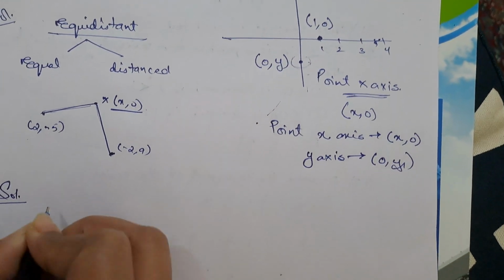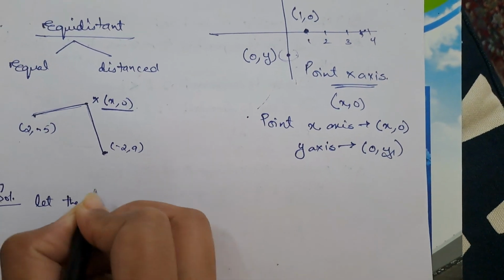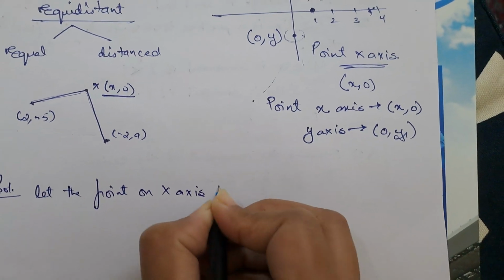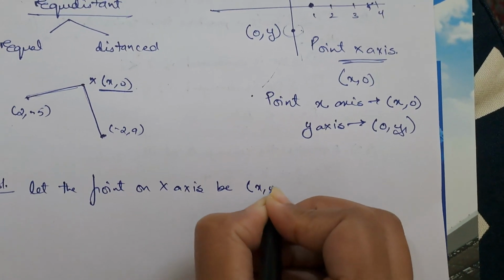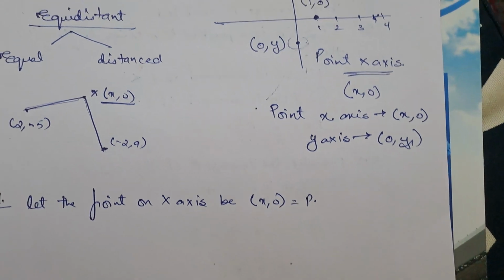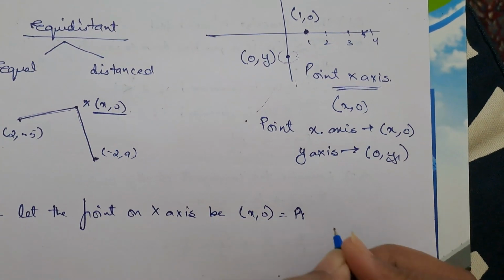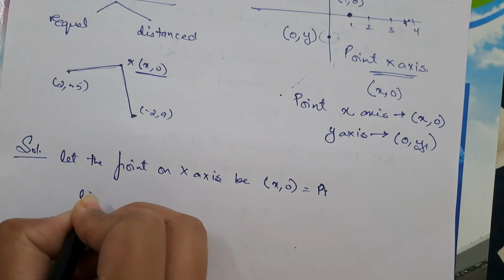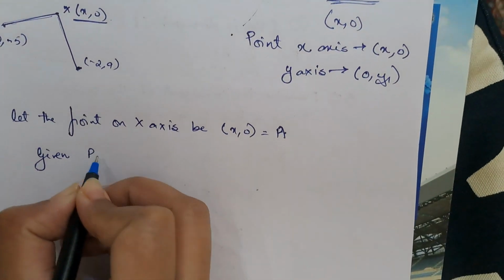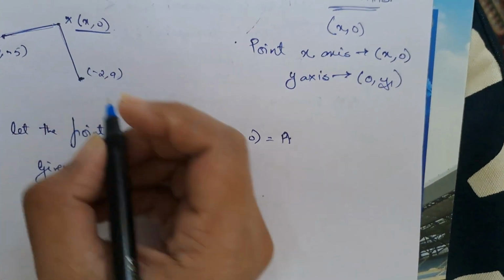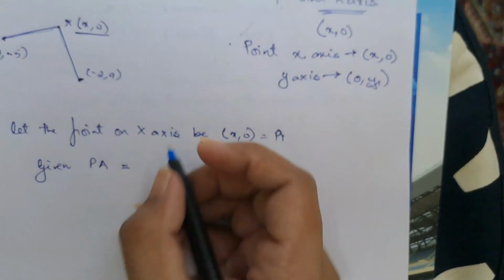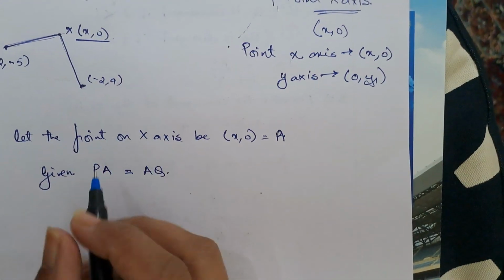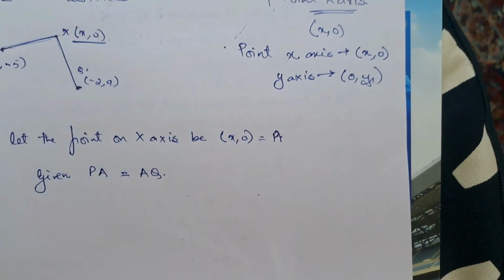Solution: let the point on x-axis be (x, 0), which I'll call A, since P is already given. Now, what is given to me is that the distance PA is equal to the distance AQ, or QA. This distance and this distance are the same, P and Q.